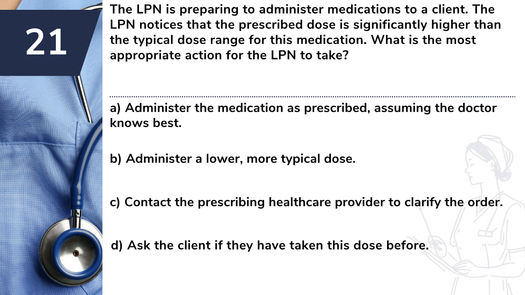Question 21. The LPN is preparing to administer medications to a client. The LPN notices that the prescribed dose is significantly higher than the typical dose range for this medication. What is the most appropriate action for the LPN to take? A. Administer the medication as prescribed, assuming the doctor knows best. B. Administer a lower, more typical dose. C. Contact the prescribing healthcare provider to clarify the order. D. Ask the client if they have taken this dose before.